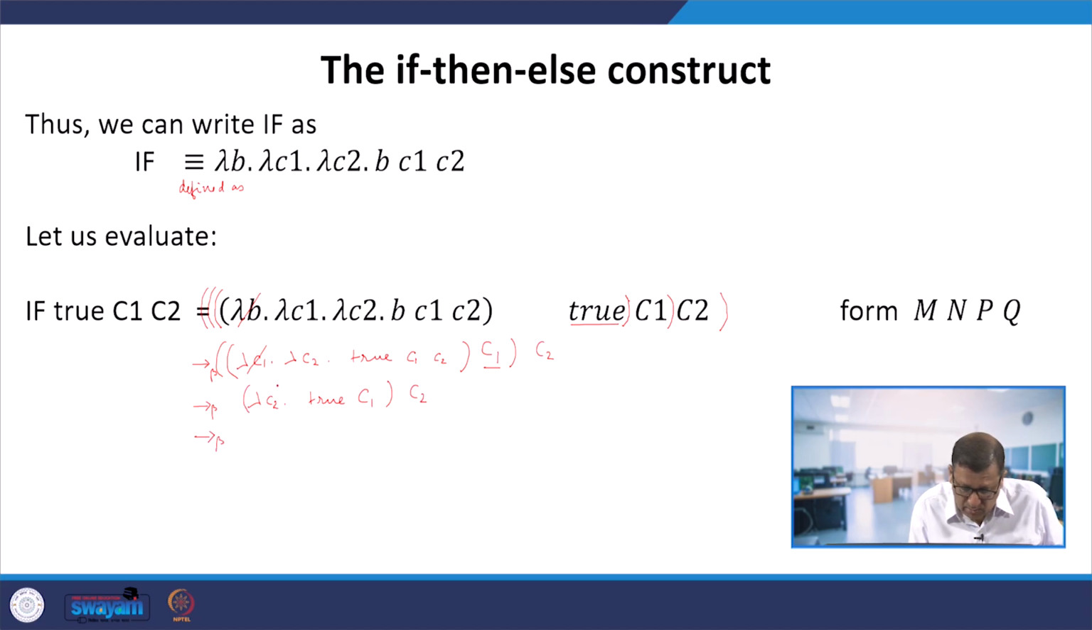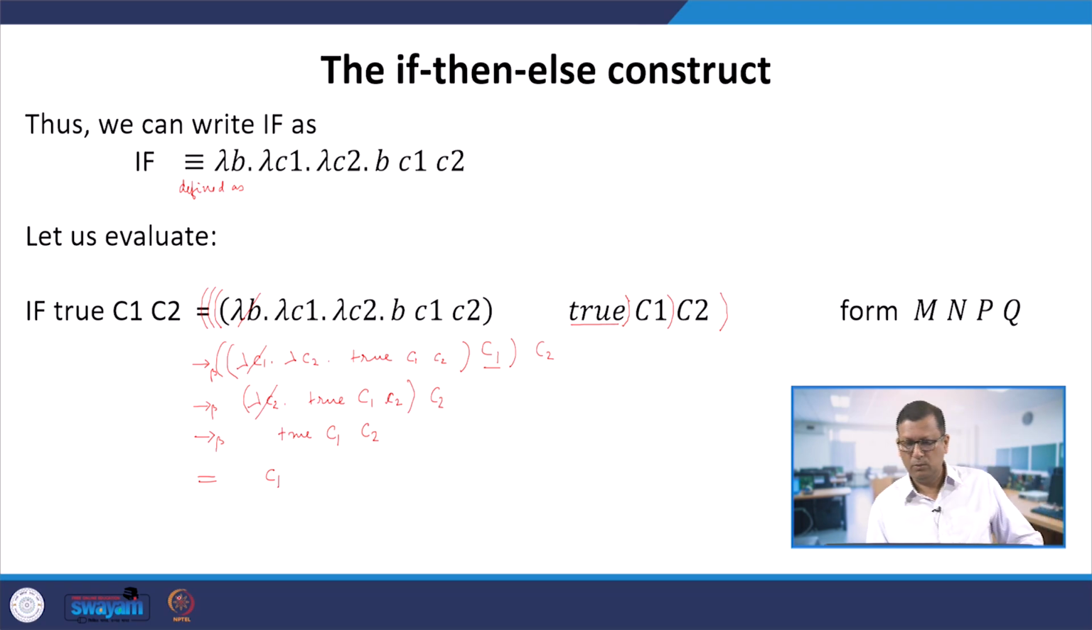Again beta reduction, this goes away. Sorry, here it will be lowercase c2. No, it is not correct. Okay, this is c2. Now this goes away, c1. Now you have c2. And true c1 c2, we know that this is equal to c1. So true c1 c2 evaluates to c1.